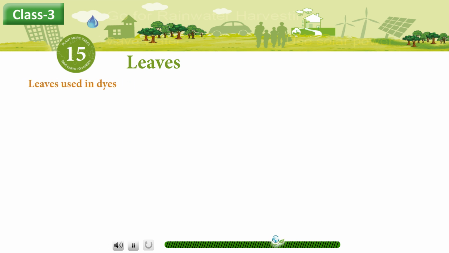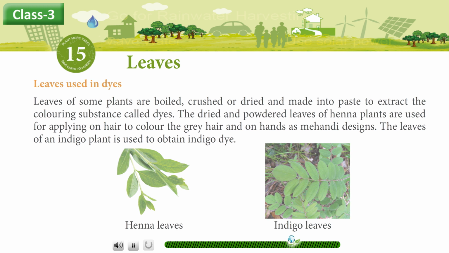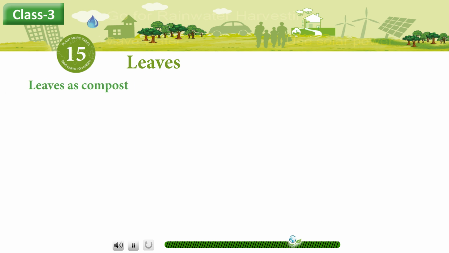Leaves used in dyes. Leaves of some plants are boiled, crushed or dried and made into paste to extract the coloring substance called dyes. The dried and powdered leaves of henna plants are used for applying on hair to color the grey hair and on hands as mehendi designs. The leaves of an indigo plant are used to obtain indigo dye. Henna leaves, indigo leaves.